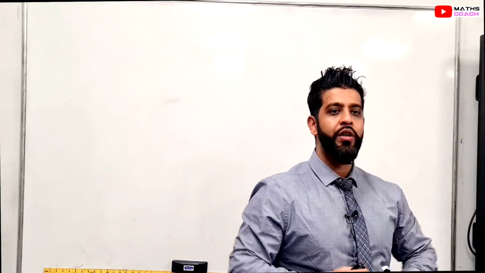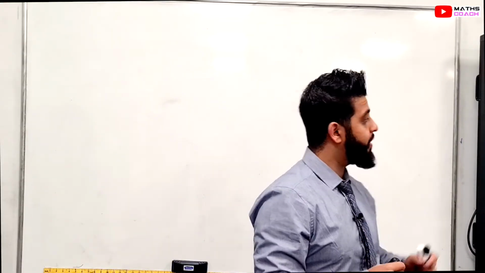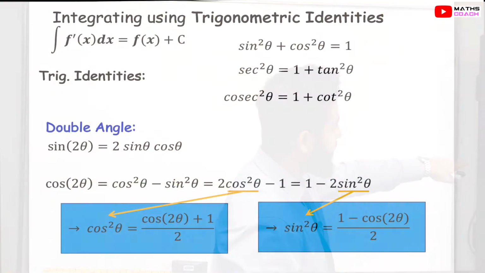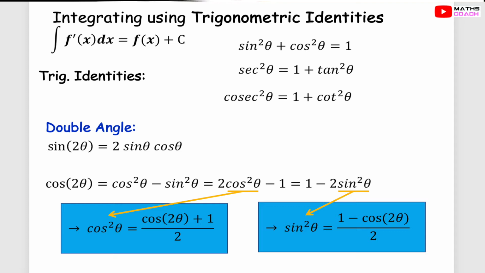So in this lesson, we are going to be looking at integrating the trig identities. Before we do that, just to recap, these are some of the trig identities that we have. We have sine squared theta plus cos squared theta is equal to 1, sec squared theta is equal to 1 plus tan squared theta, cosec squared theta is equal to 1 plus cot squared theta.